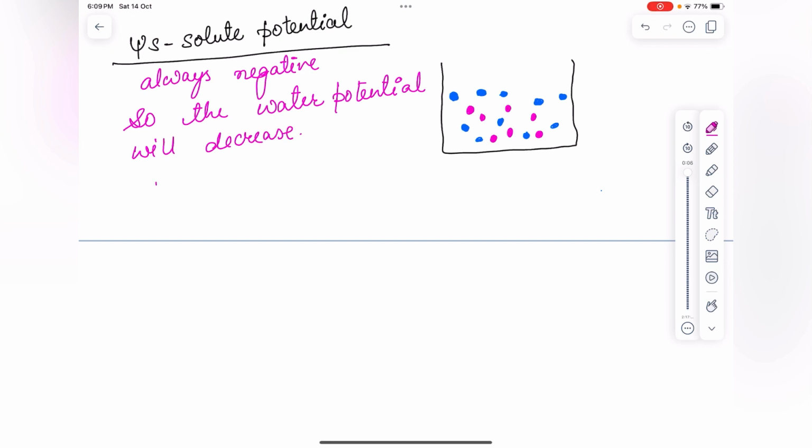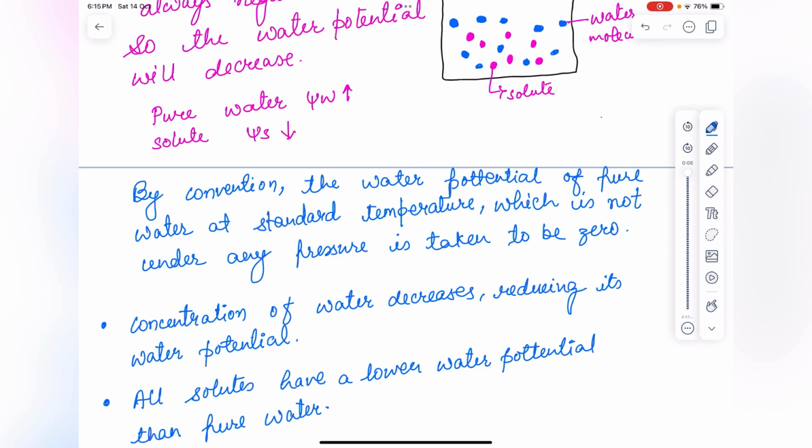If water is pure, the water potential will be high. If you are adding solute, the water potential will decrease because of the solute potential. The more solute we add, the less will be the water potential. For a solution at atmospheric pressure, water potential equals the solute potential.